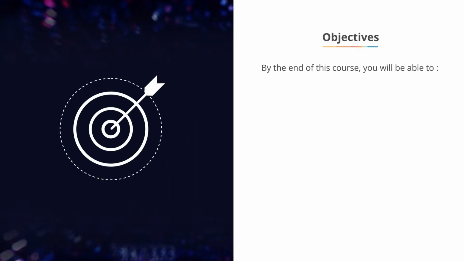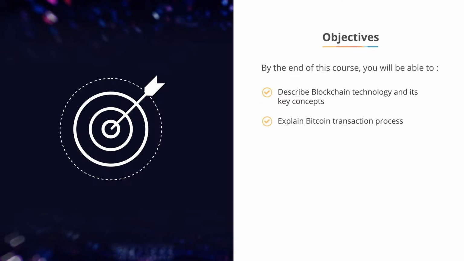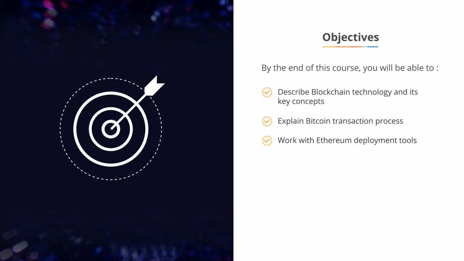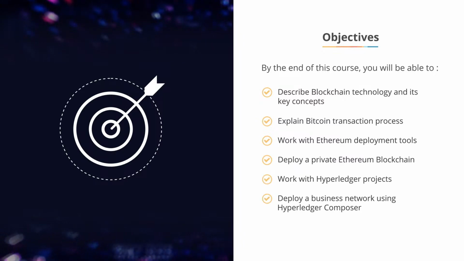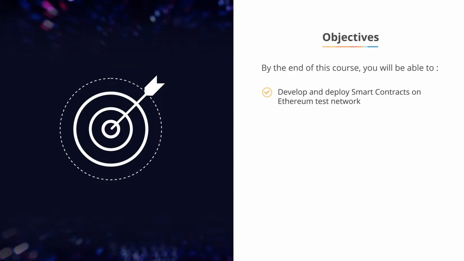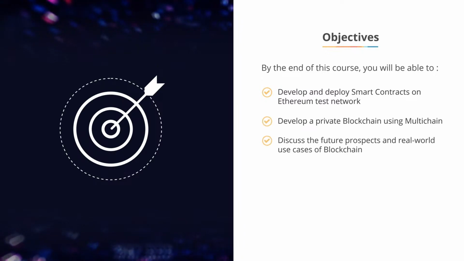By the end of this course, you'll be able to describe blockchain technology and its key components, explain the Bitcoin transaction process, describe Ethereum architecture and work with its deployment tools, deploy a private Ethereum blockchain, describe and work with Hyperledger projects, deploy a business network using Hyperledger Composer, develop and deploy smart contracts on Ethereum test network, develop a private blockchain using multi-chain, discuss future prospects and real-world use cases of blockchain.